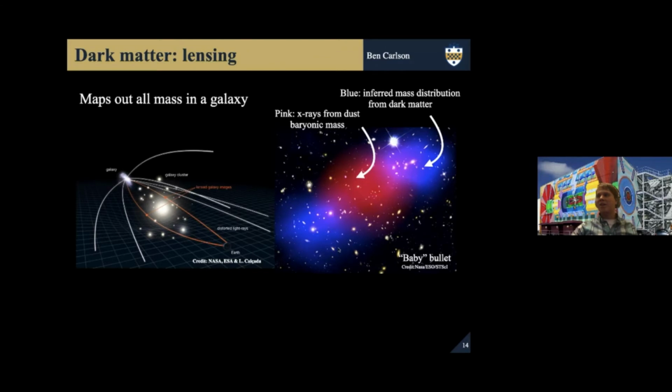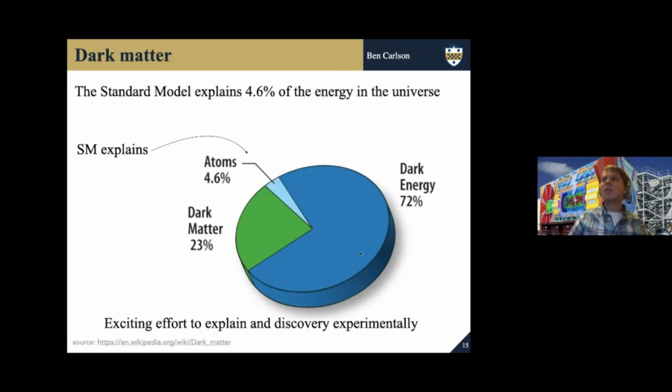and it leads to these nice visual displays where the blue comes from the inferred mass distribution from dark matter, and then the pink is from X-ray emission from dust. And so, using this kind of technique, you can show where there's dark matter. And there are other lines of evidence as well, which I won't go into, which are probably more astrophysical evidence. But these are some of the reasons why we think that there are additional questions that the standard model can't answer.